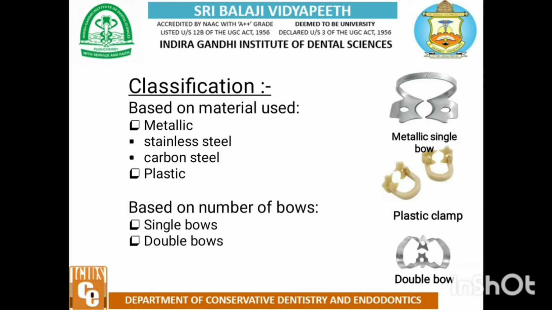Classification of clamp. Based on the material used, they are classified into metallic and plastic. The metallic are of 2 types, stainless steel and carbon steel. Based on bows, single bows and double bows.